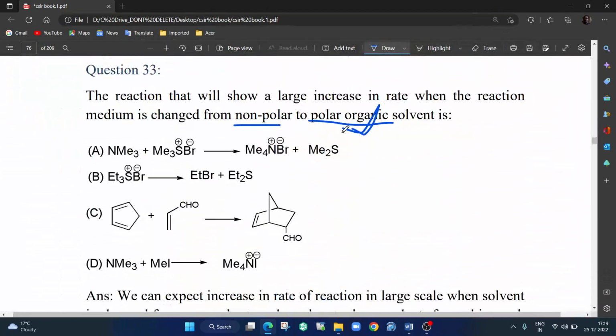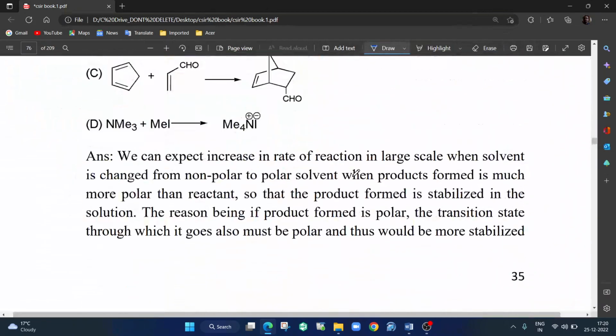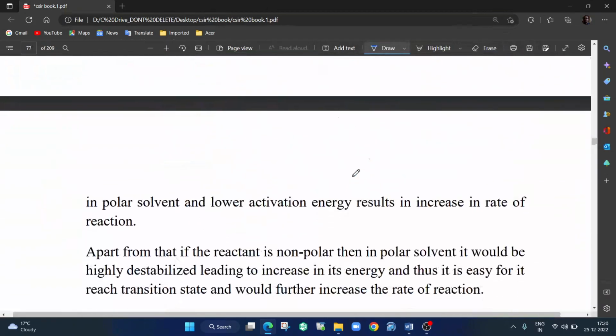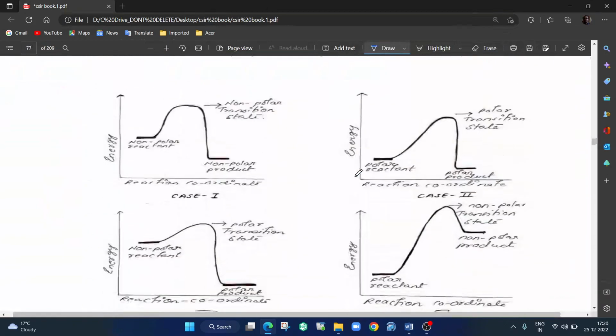Apart from that, if your product is polar, your transition state also will be polar, and therefore it will be stabilized in a polar organic solvent, and thus the reaction will be fast. Okay, so you can read all this, whatever I said is written here. So I put some effort and I found this. These are the nice images I got, and I have made it here for you all.